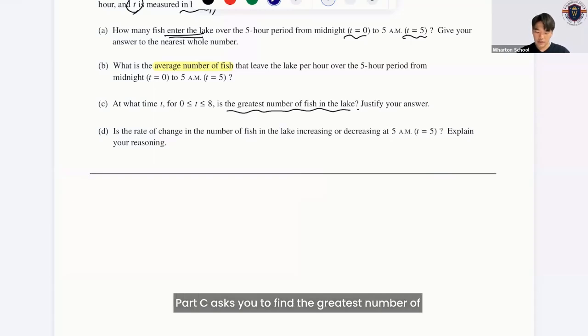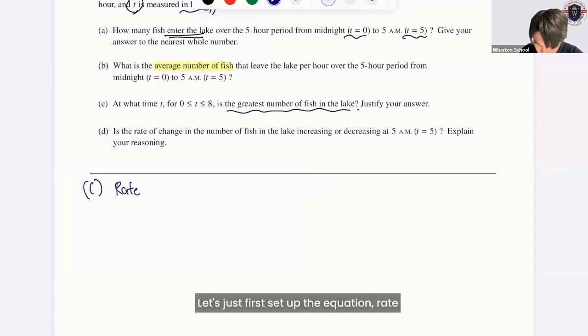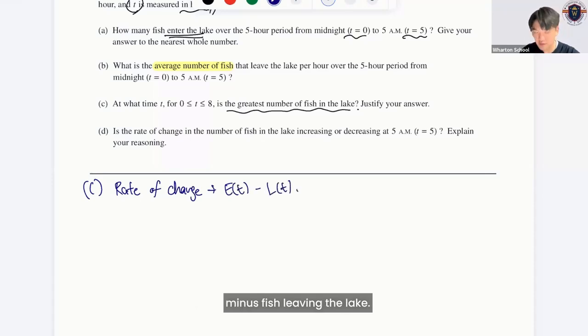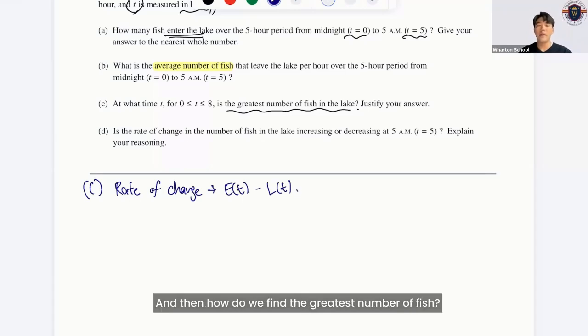Part C asks you to find the greatest number of fish in the lake in the given time frame. Before we think about the greatest number, let's first think about the rate of change. Literally, you can think about the fish entering the lake minus fish leaving the lake. So let's first set up the equation: rate of change equals fish entering the lake minus fish leaving the lake. And then how do we find the greatest number of fish? When does this happen? Think about the local minimum and maximum that we discussed.